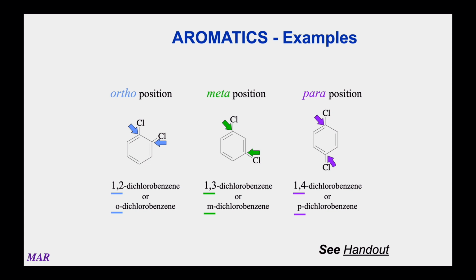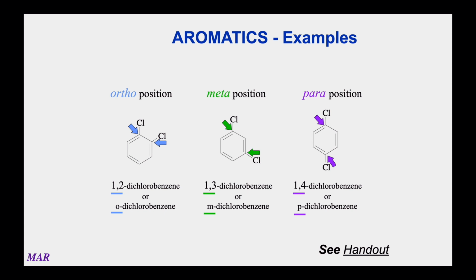If they're right next to each other, like the first one, then the official name would be 1,2-dichlorobenzene. But you will still see it listed a lot as ortho-dichlorobenzene, or what they usually use is just O-dichlorobenzene. So ortho means 1,2. I prefer the numbers personally, but ortho, meta, and para you'll see a lot too. Meta means 1,3. So 1,3-dichlorobenzene is also called meta or M-dichlorobenzene. And para means 1,4. So 1,4-dichlorobenzene is the same as P-dichlorobenzene.